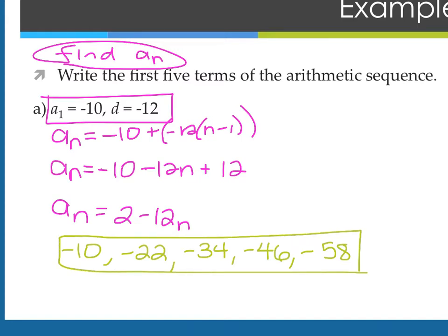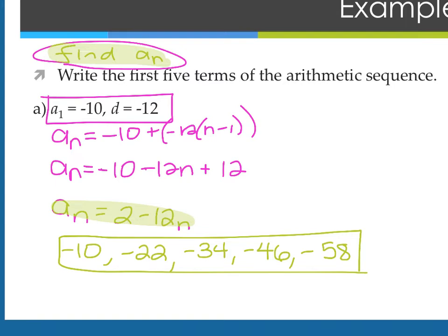So again, if it had said first find this and then find the 5 terms, then I'd definitely go this route. I'd figure out what a sub n is and plug in 1, 2, 3, 4, and 5. If it just said write the first 5 terms, then you can simply take that first term and add d to it until you get to the 5 terms.